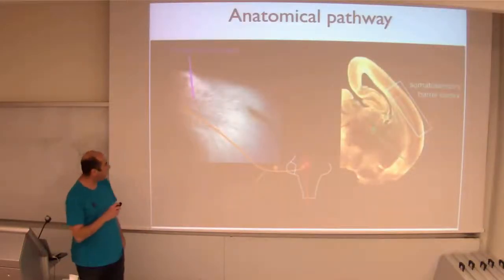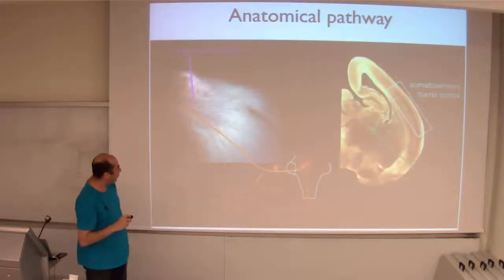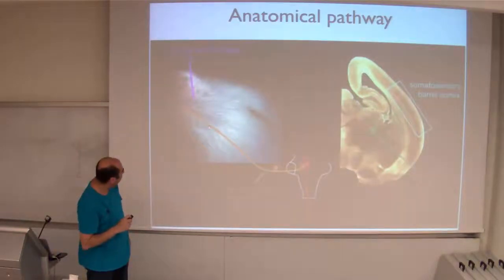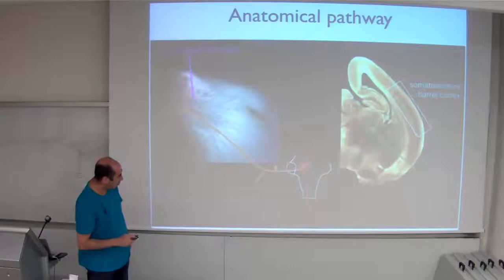Okay, so what is special about this system? First of all, it's a very short path from the whisker to the cortex. It goes from the whisker. There's an axon going through a dorsal root ganglia. Inside, what does that look like? Brainstem. There's a brainstem, exactly.